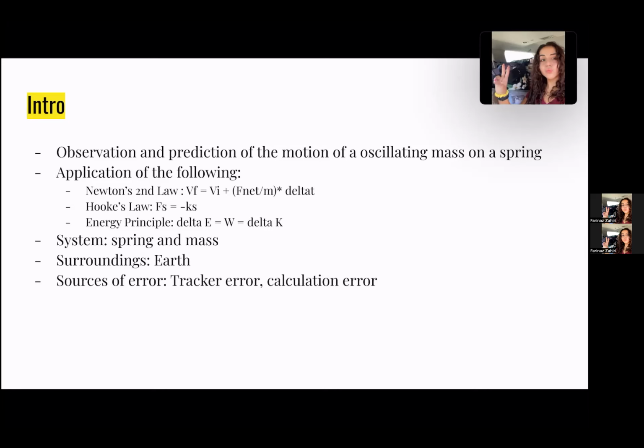The surroundings include Earth. Potential sources of error could be a glitch in the Tracker software, user misunderstanding of the software, and calculation errors.